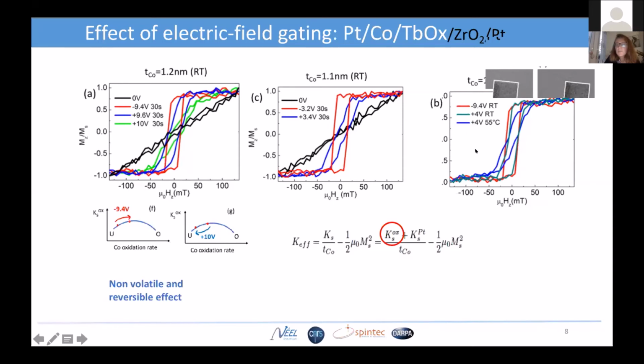So here we also showed that not only the efficiency can be tuned by tuning the thickness of the cobalt, but as expected, by increasing the temperature of the system during the application of the electric field, the ion migration can be enhanced, and lower voltages will be sufficient to obtain the same change of anisotropy.